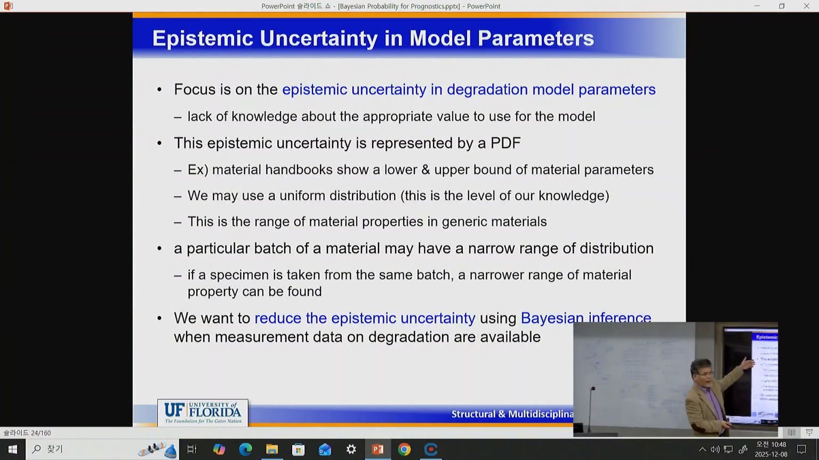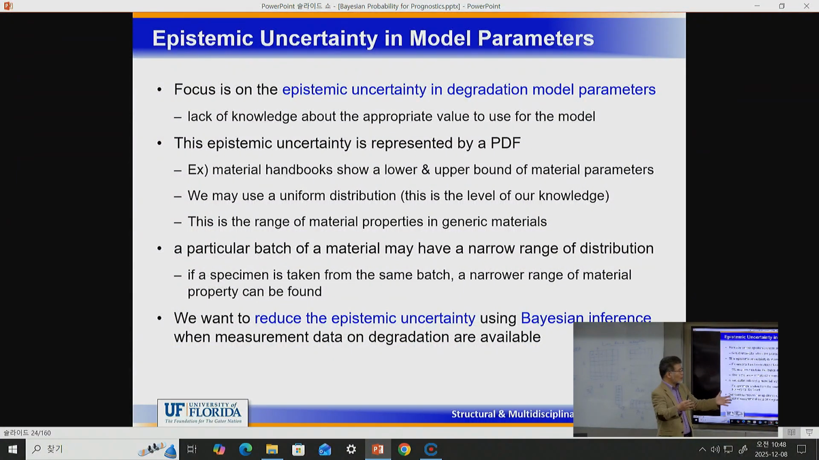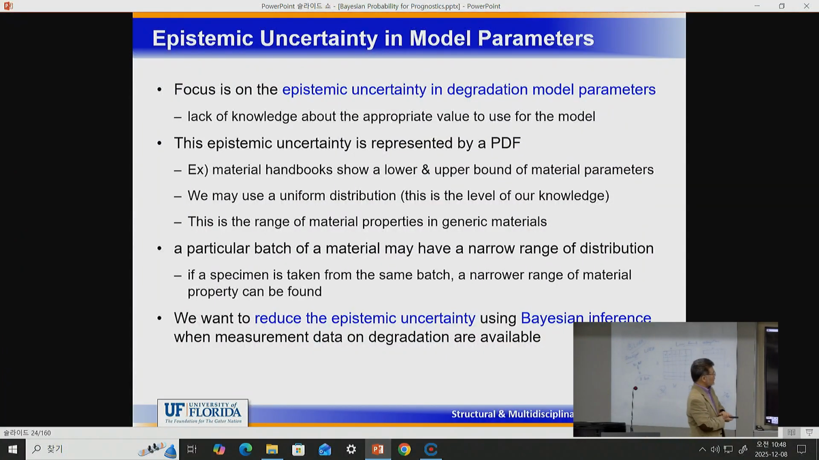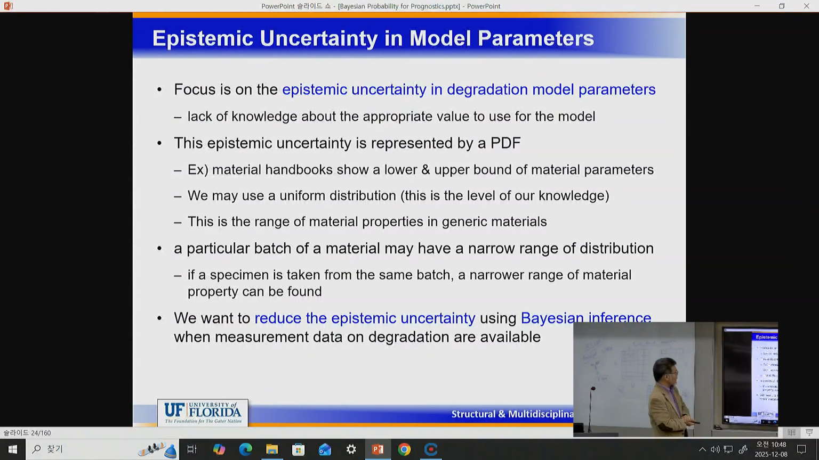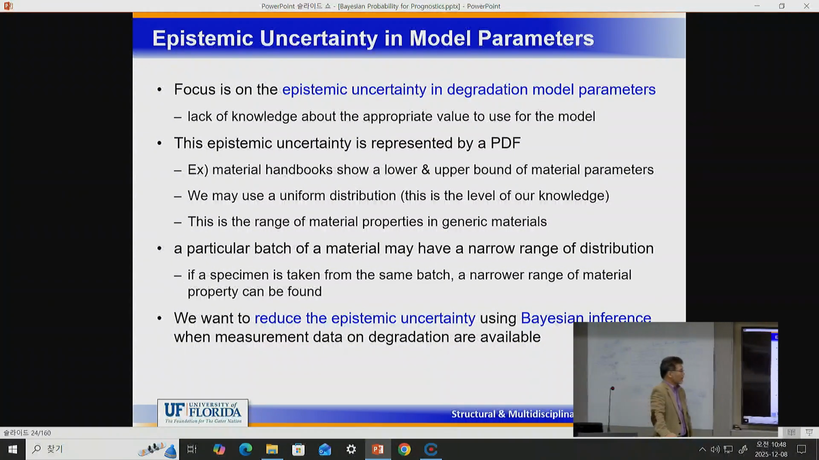For example, if you look at the material handbook, then there is a lower bound and upper bound of the material parameters available. Then you can start from a uniform distribution. The knowledge is only lower bound and upper bound. That's your prior. And then a particular batch of the material may have a narrow range of the distribution. Okay. So if you make the metal steel in POSCO, it has one group of the process. If you make the same metal in the US, the distribution could be quite different.